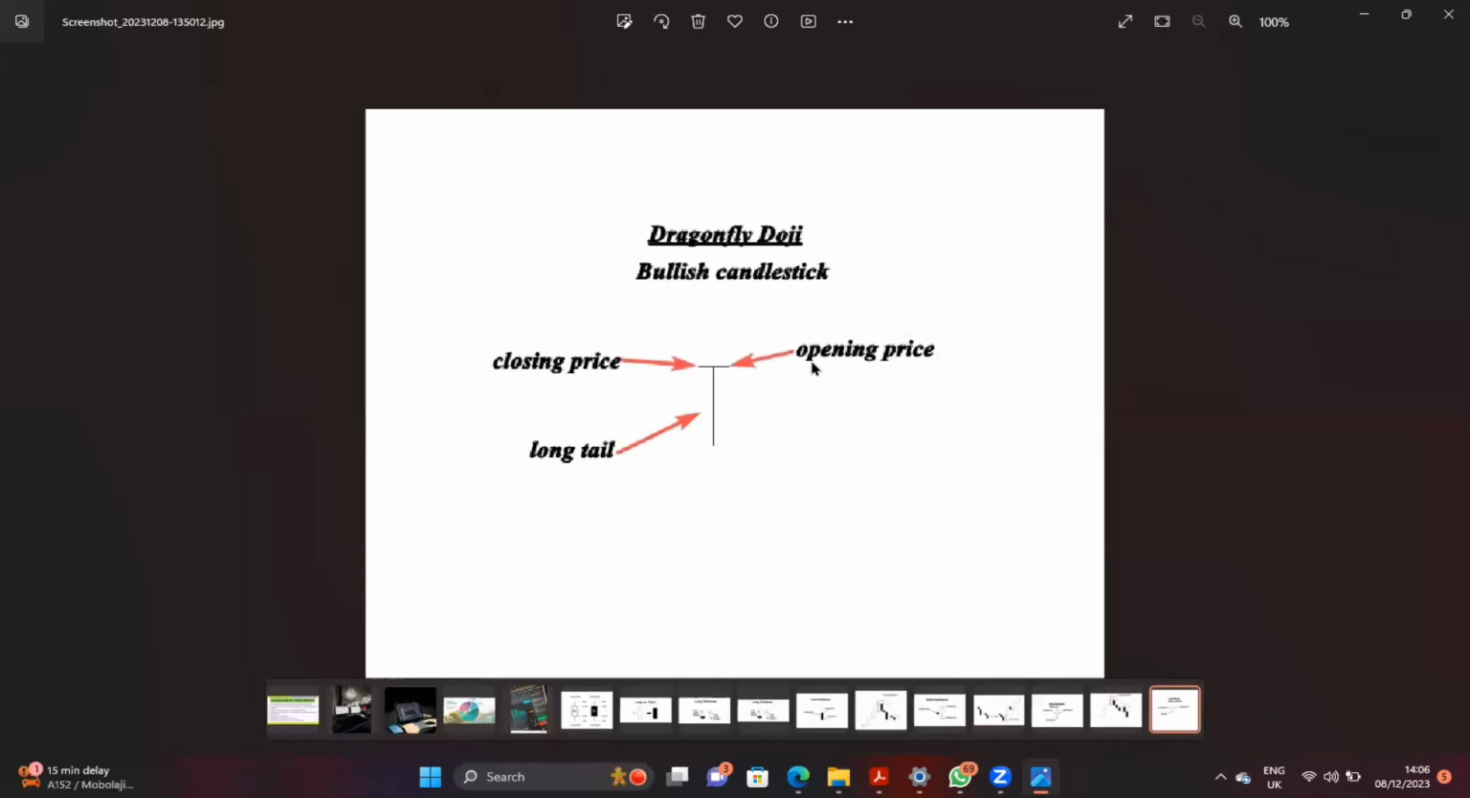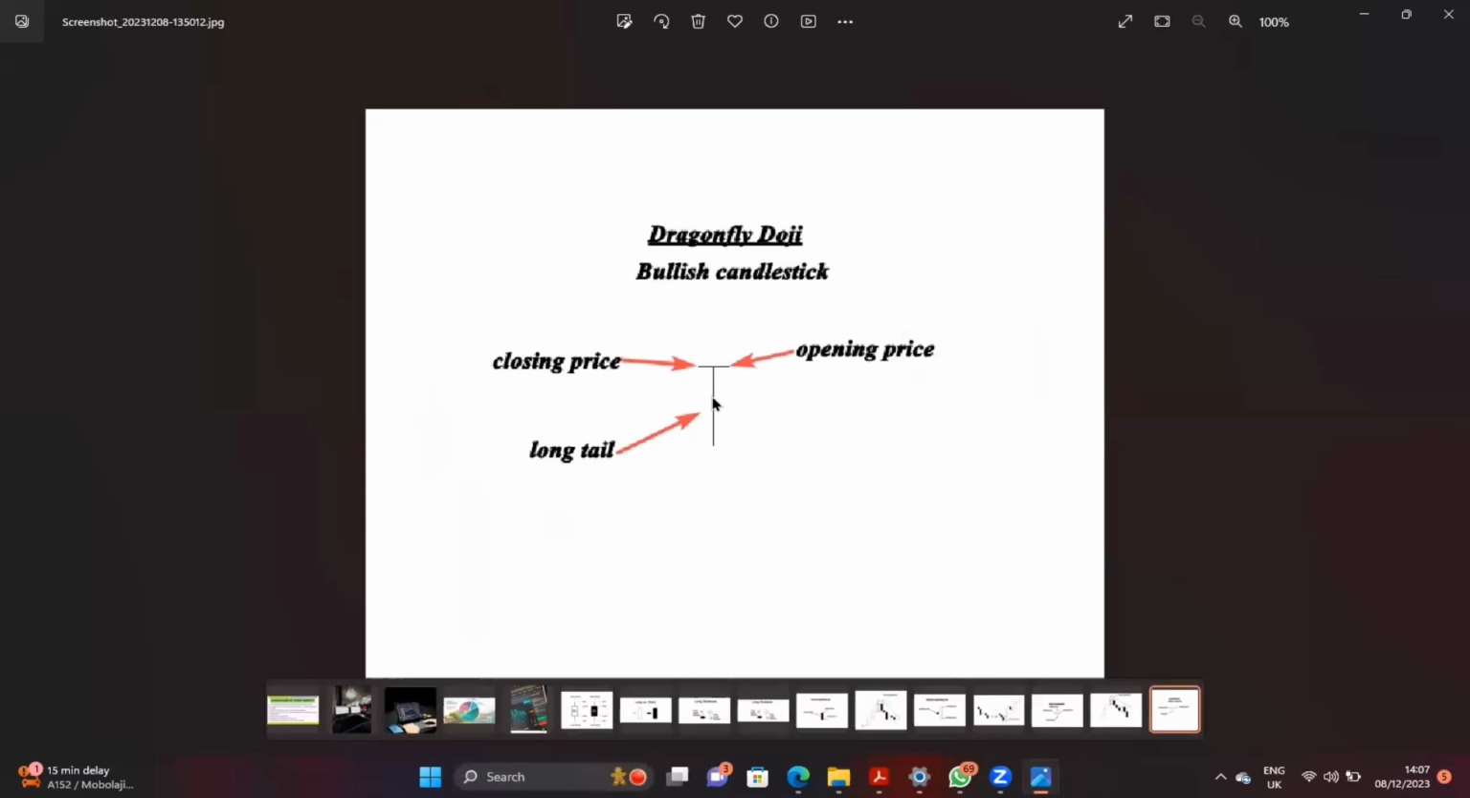So you can see where it opened above and dropped. What happened here is that buyers resisted sellers dragging price any lower. So what they did is pull price up to near its close, near its open price. The illustration above, this picture I'm displaying, shows a perfect dragonfly.